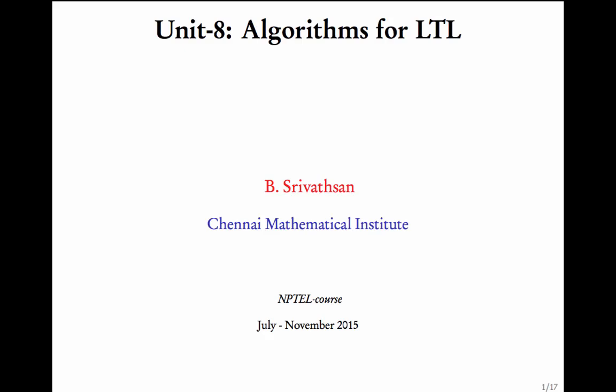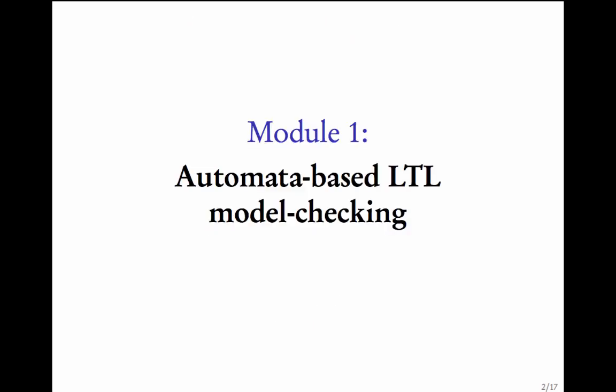Welcome to Unit 8 of this course. In the last unit, we saw what is called linear temporal logic, LTL. In this unit, we will see how one can check LTL properties on transition systems. In the sense, given a transition system and an LTL formula, what is the algorithm that checks whether the formula is true on the transition system or not. That will be the subject of this unit.